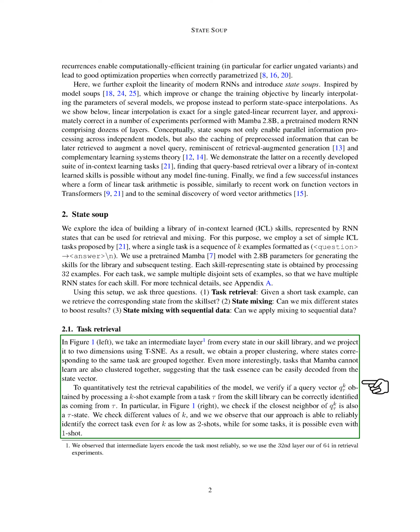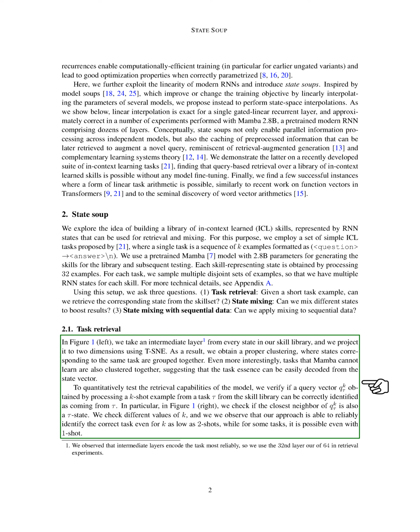To tackle the task retrieval aspect, we analyze the intermediate layer from each state in our skill library and project it to 2 dimensions using t-SNE. This process leads to a clear clustering, where states related to the same task are grouped together. Interestingly, even tasks that the Mamba model struggles to learn are clustered together, indicating that the essence of a task can be decoded from the state vector.